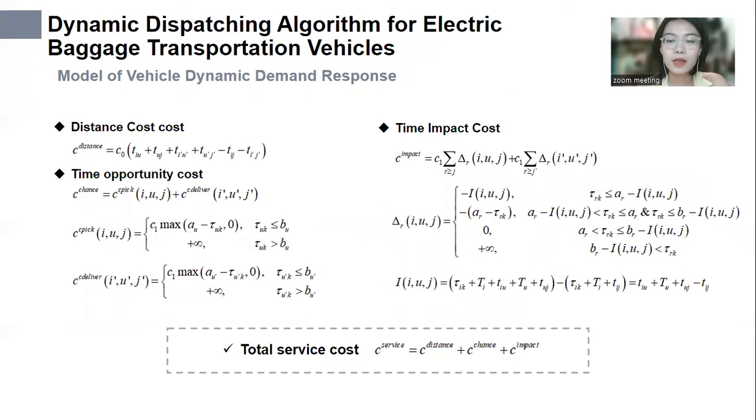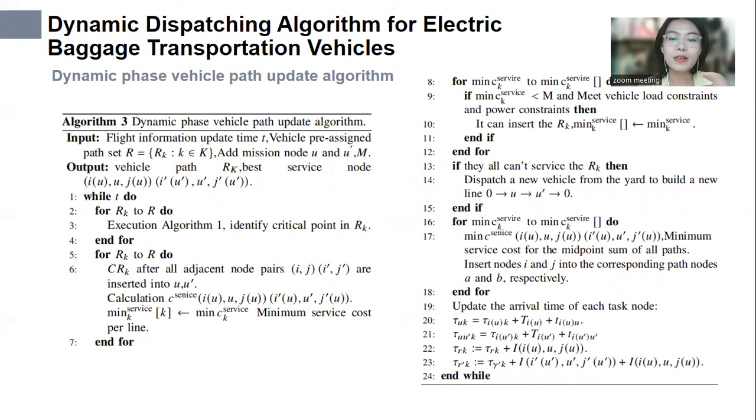As shown, the dynamic demand node service cost consists of three main components: the task cost, time opportunity cost, and time impact cost on each subsequent task node. And based on the model of vehicle dynamic demand response, the dynamic phase vehicle path update algorithm has been proposed, which is shown here. Part 4 is simulation and experiment results.